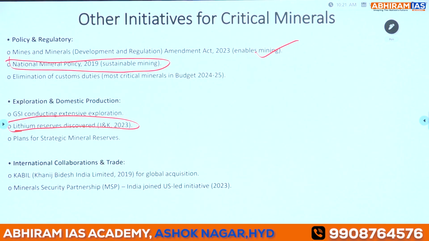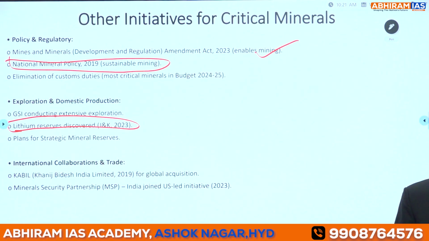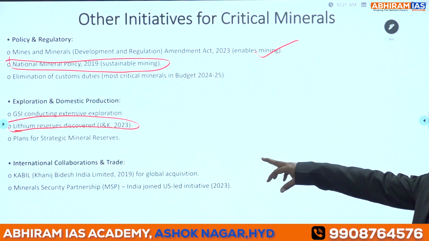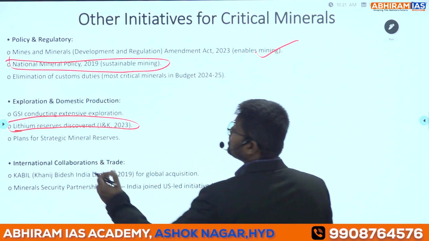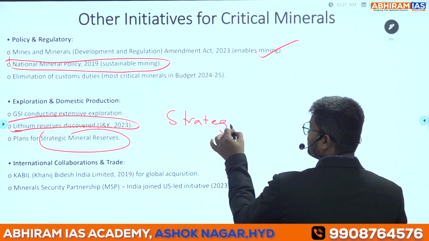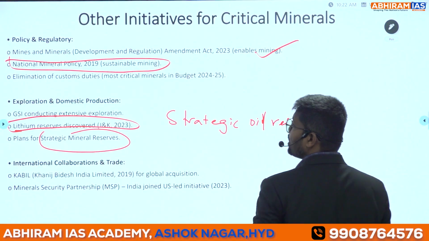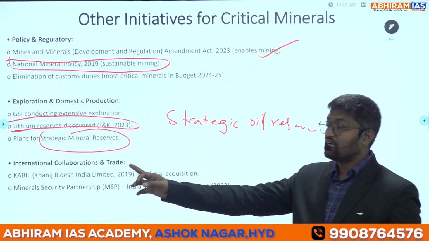Lithium triangle countries are Bolivia, Argentina, Chile. Okay, now lithium reserves are found in India too. And what is the semiconductor triangle in India? Pune, Bangalore, Hyderabad. Okay, so plans for strategic mineral reserves. We are also planning strategic mineral reserves. We discussed strategic oil reserves. Yes or no? Oil reserves. On the same line, we are also planning for strategic mineral reserves.